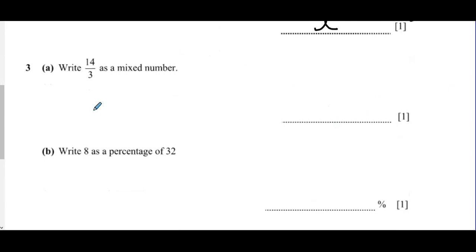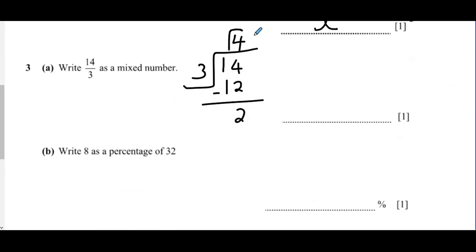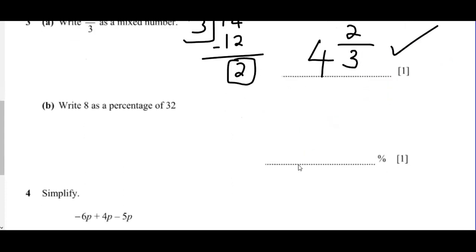14 over 3 is a mixed number. So you are going to do 14 divided by 3 by the long division method. 4 times 3 becomes 12. You subtract, this becomes 2. This answer here is what we write as a whole number. The remainder forms the numerator, and this number over here becomes the denominator. So the answer will be 4 and 2 over 3, and you get your 1 mark there.